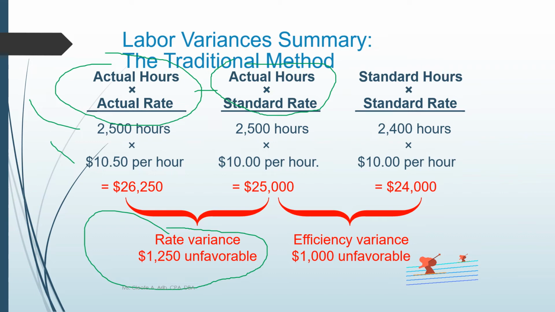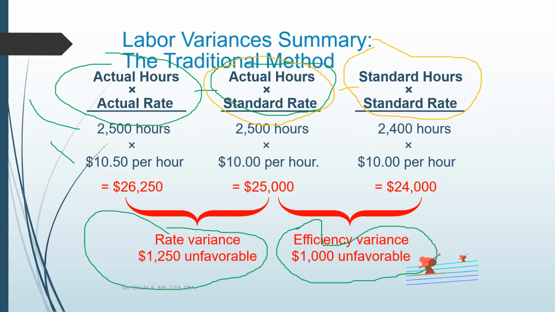For efficiency, this is also known as quantity for materials. For labor, we call that efficiency variance. So how do we compute for your efficiency variance? To compute for your efficiency variance, all you have to do is just get the difference between your actual hours multiplied by your standard rate and your standard hours multiplied by your standard rate. Or, to simplify that one, all you have to do is get the difference between your actual hours less your standard hours. The difference, you multiply that to your standard rate.